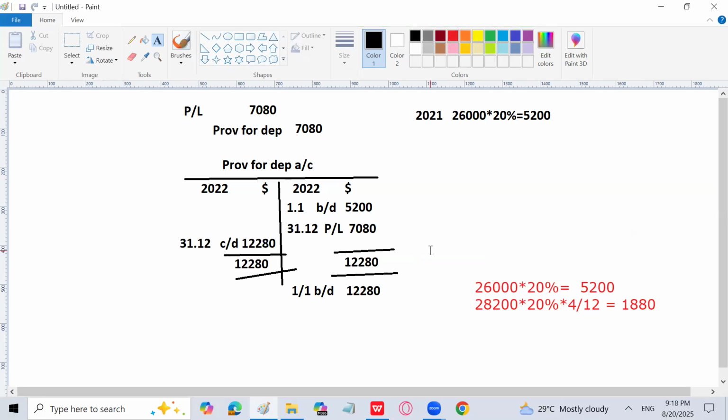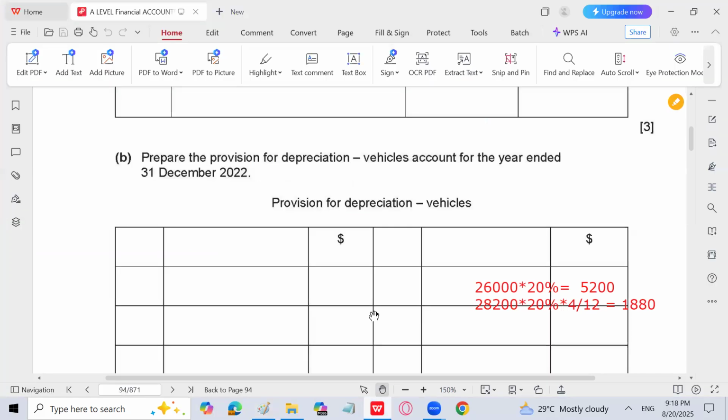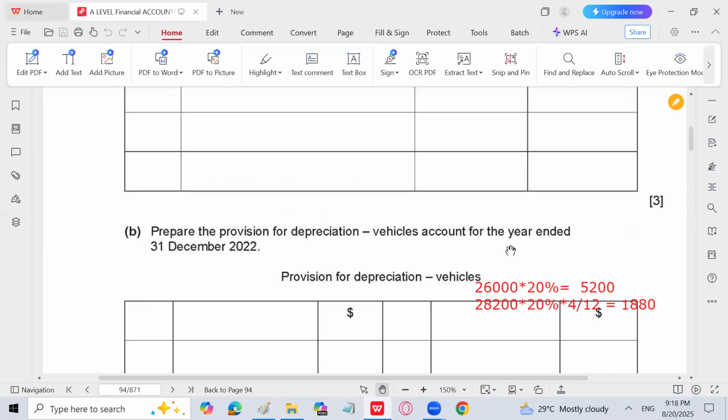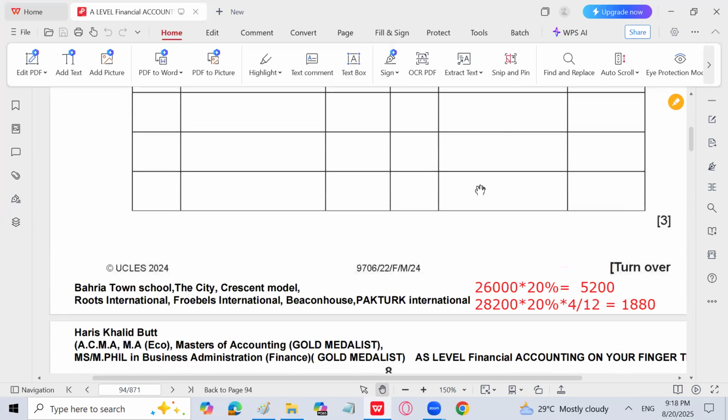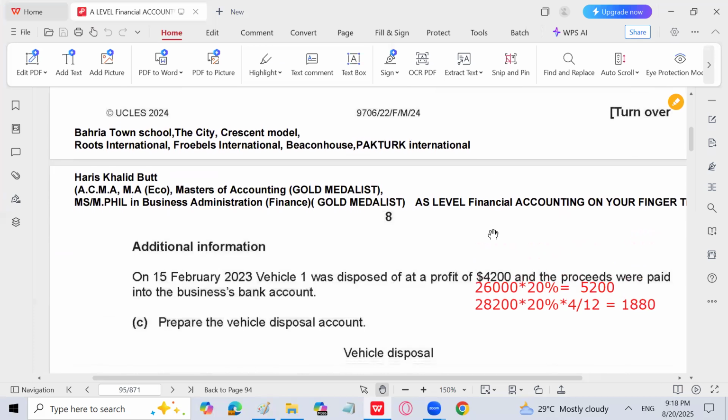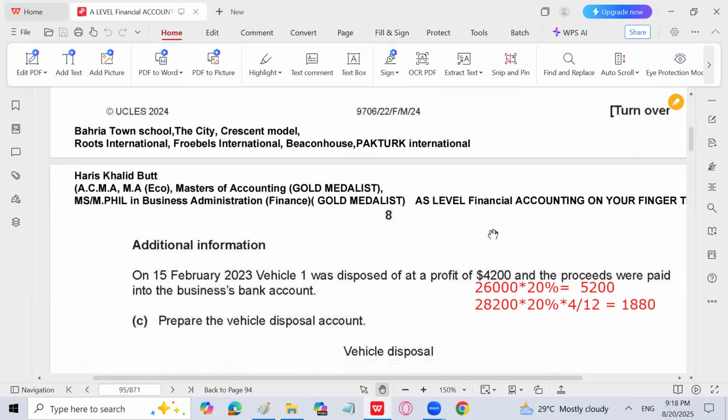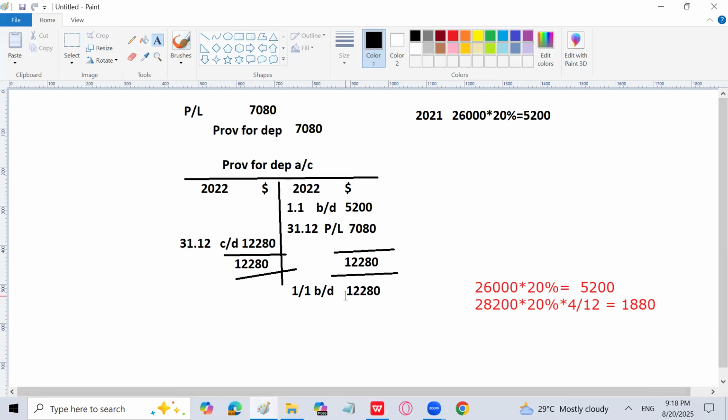We have passed the entry for depreciation charge for the year, and we have prepared the account of provision for depreciation account, but we have prepared only provision for 2022. Let's see how many marks. 3 marks for the entry and 3 marks for the account. But we have to remember this: we have to write the brought down also, because brought down has marks actually. So brought down is important.